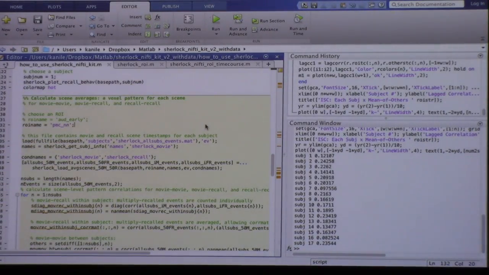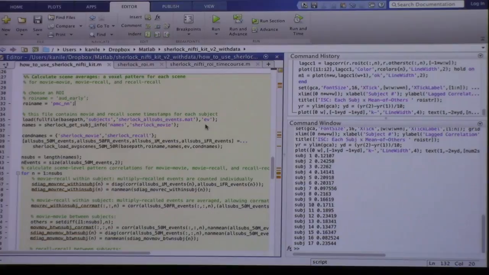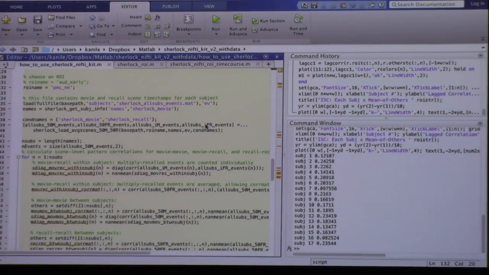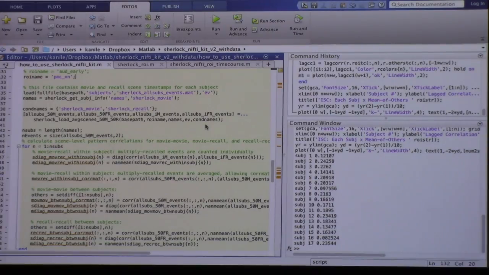Okay, so here we're going to calculate the average voxel pattern for each scene, and we'll do it in posterior medial cortex. This is the first time we're introducing the recall data. The movie data are time aligned for all of the subjects, but the recall data aren't, and that means we have to load the event times. The event times for the movie are the same for every subject, but the event times for recall are different for every subject.